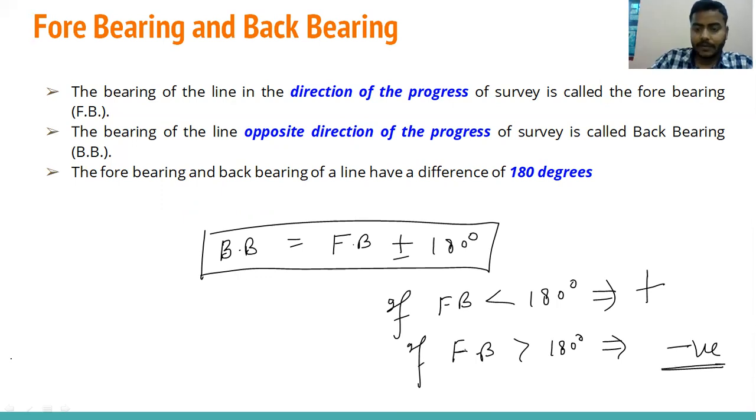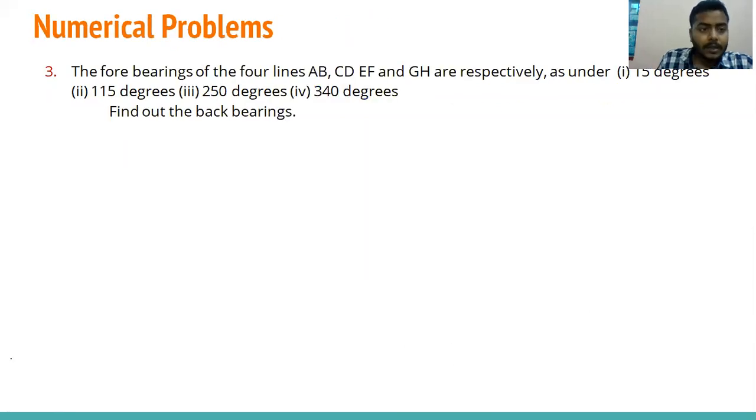Okay. Now we can check. We have some examples we can solve. So the forebearings of the lines A, B, C, D, E, F, G, H are respectively as under. The first value is 15 degree. This value is 50 degree. And 115 degree, 250 degree, 340 degree. Find out the back bearing. So this is the forebearing of a line given.